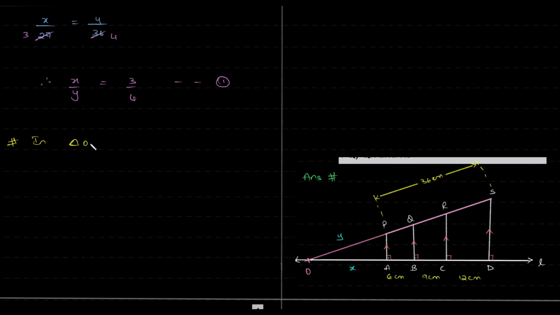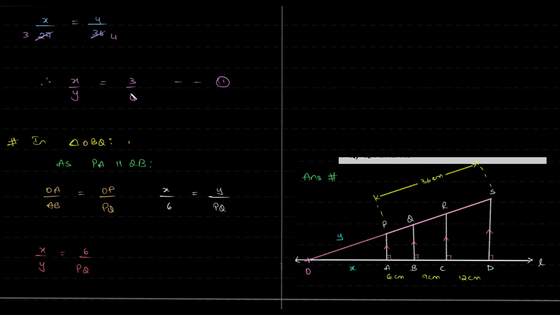Well, in triangle OPQ, as we are looking at, PA is parallel to QB, right? You can directly write the ratio OA by AB is equal to OP by PQ. But what is OA? OA is X by AB is 6, is equal to Y by the unknown PQ, right? And now all we have to do is X by Y is equal to 6 by PQ.